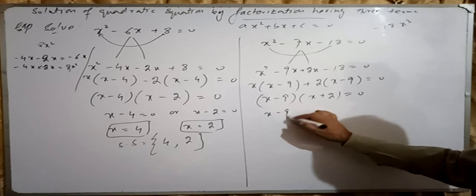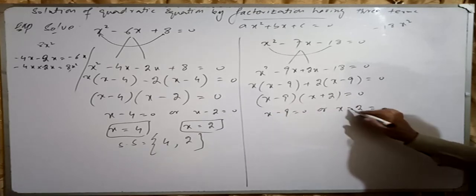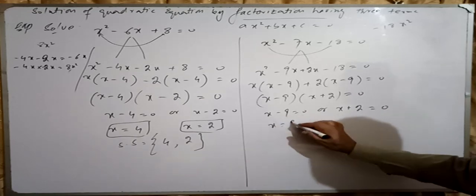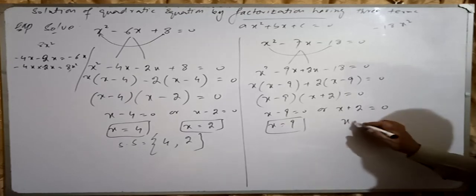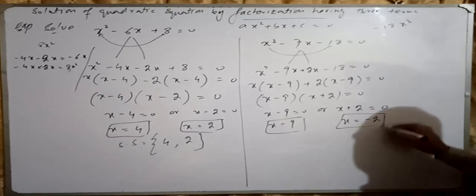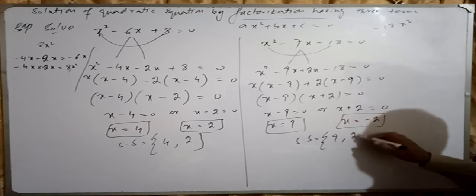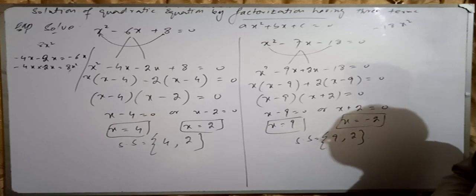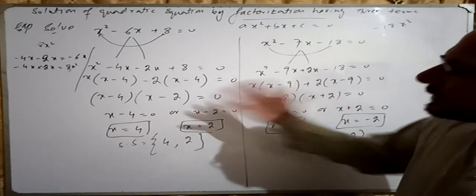Now x minus 9 equal to 0 or x plus 2 equal to 0. So shift 9 to another side, it will become plus 9. And shift plus 2 to another side, so x equal to minus 2. So the solution set will become 9 and minus 2. So by this way you can find out the solution set of the quadratic equation if we have three terms.